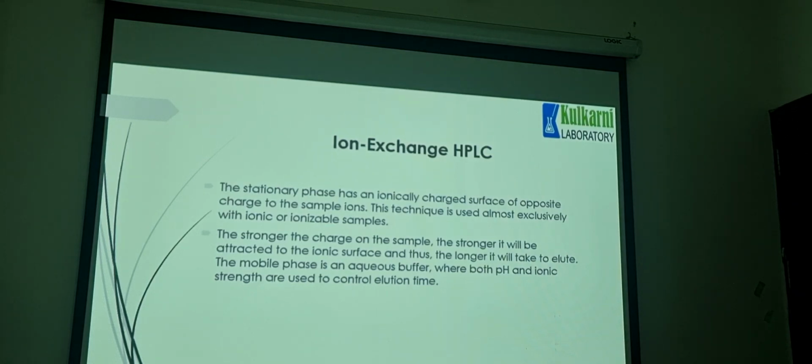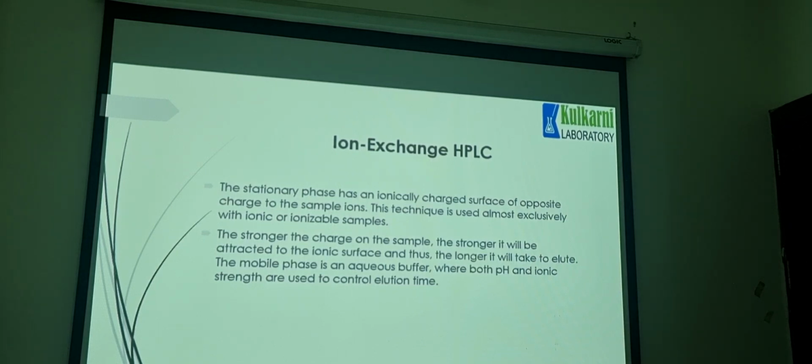What happens in ion exchange HPLC is the stationary phase has an ionically charged surface of opposite charge to the sample ions. That means whatever sample components you are going to determine, those sample components must have some charge. That charge will be opposite to the charge of the stationary phase components.